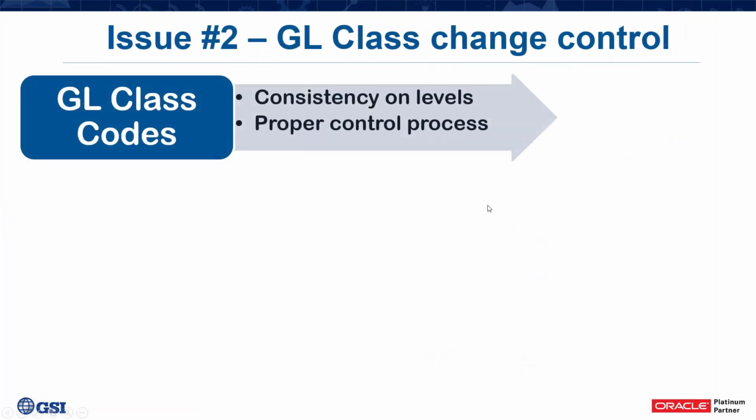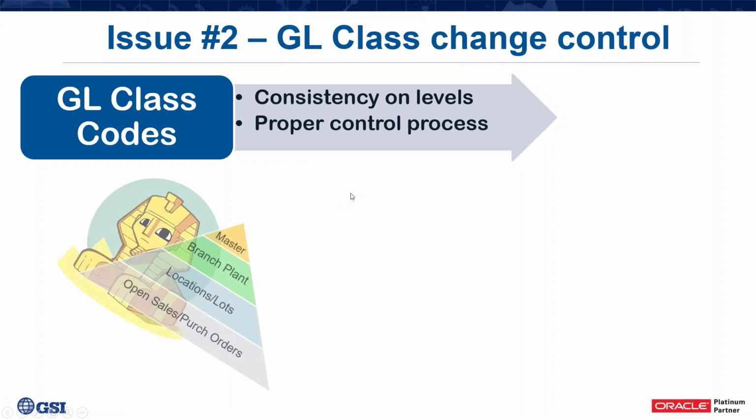Okay, issue number 2 is GL class code. We want to have a change control process in place. And I'm going to talk about 2 things: consistency on the levels, and we'll talk about what levels there are, what I mean by levels, and then what a good control process consists of.